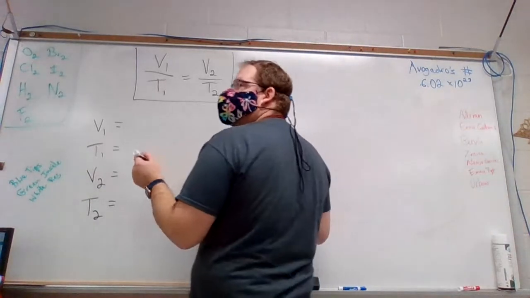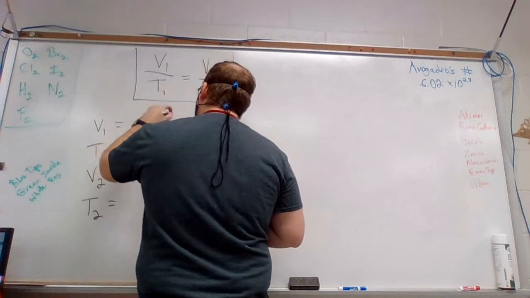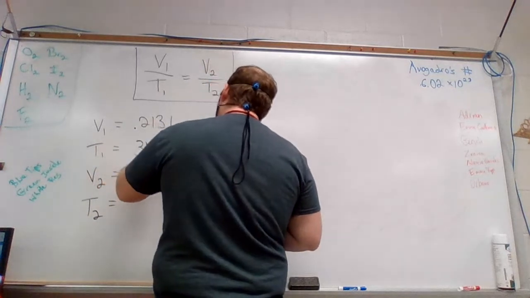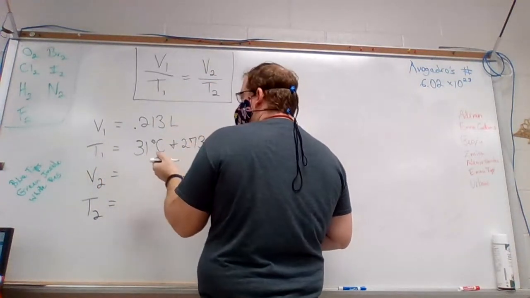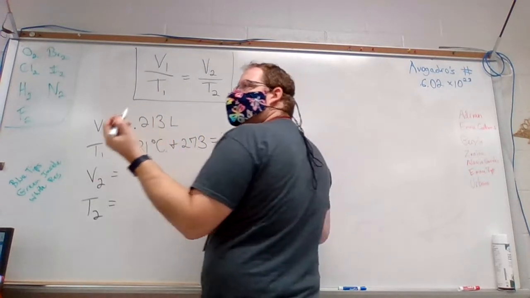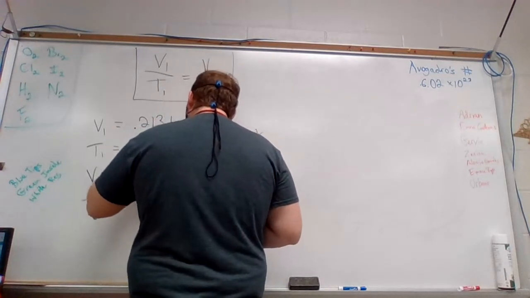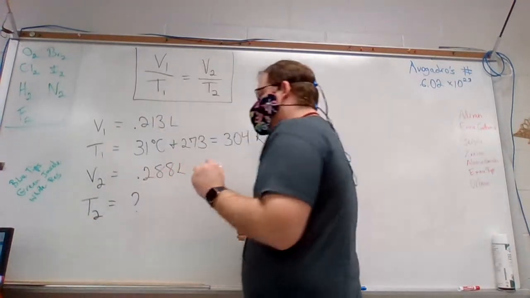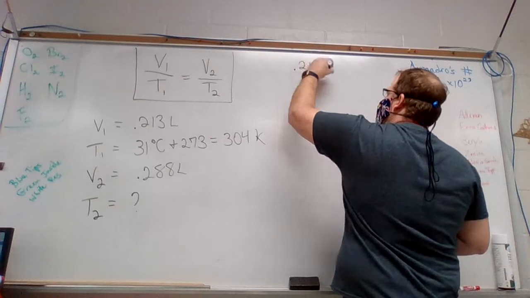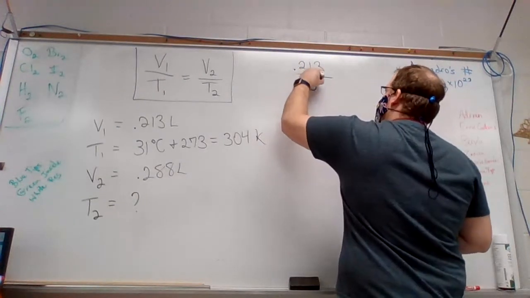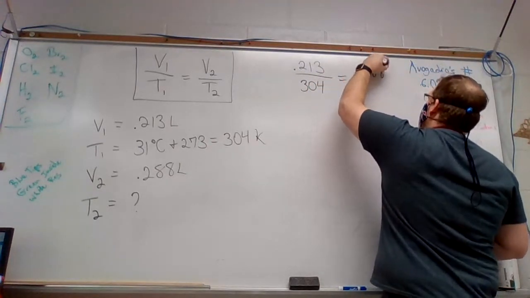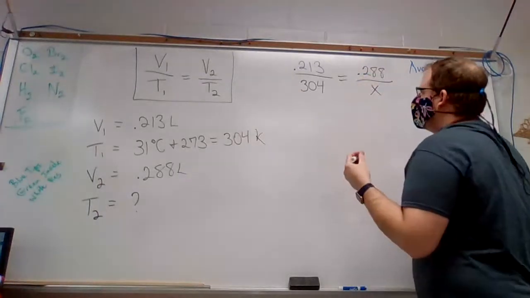So for that problem, my volume 1 is 0.213 liters. My temperature 1 is 31 degrees Celsius. I have to add 273 to that. So I actually have 304 Kelvin. My volume 2 is 0.288 liters. And then I do not know my temperature 2. That's what they want from me. So I just plug everything in. 0.213 over 304 is equal to 0.288 over x. X is what I'm looking for.